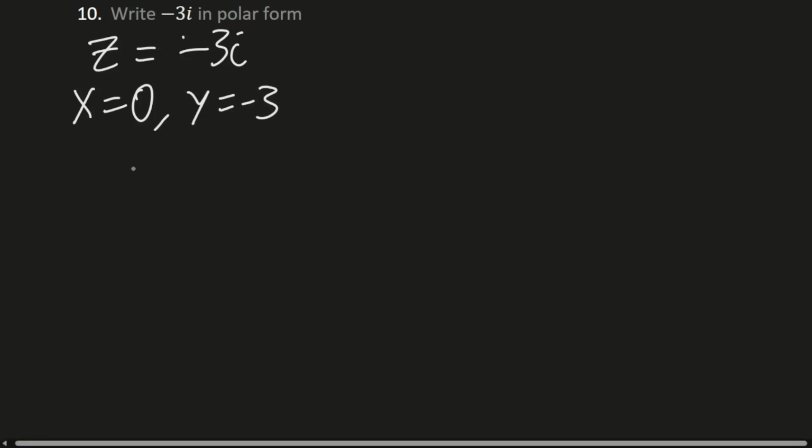So once again, put it in form. z is equal to negative 3i. So x is equal to 0 because there's no real number. And then y is equal to negative 3. And so r is equal to the square root of 0 to the power of 2 plus negative 3 in parentheses to the power of 2, which becomes just 3.